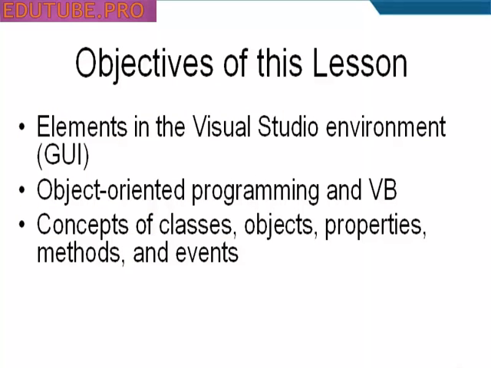We will take a look at the various elements of the Visual Studio environment, focusing on the Graphical User Interface, or GUI, part of the environment. We will also discuss object-oriented programming and how it relates to the Visual Basic language. And we will also begin to look at terms such as classes, objects, properties, methods, and events, all key ingredients of the programming process in Visual Basic.